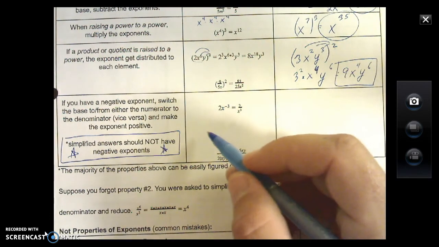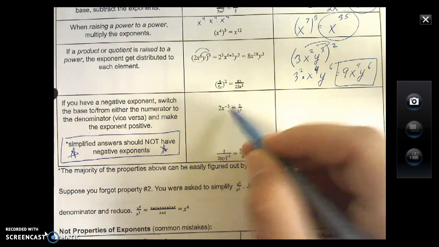You'll never give an answer that has a negative exponent. Right? You always want to make it positive. Well, to make it positive, you flip it.